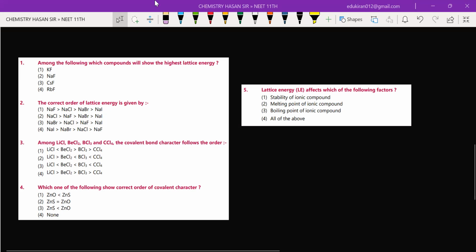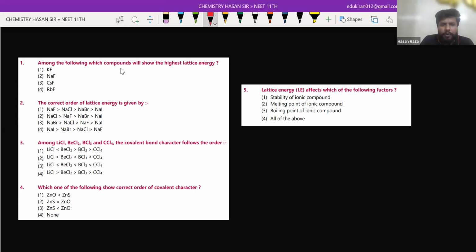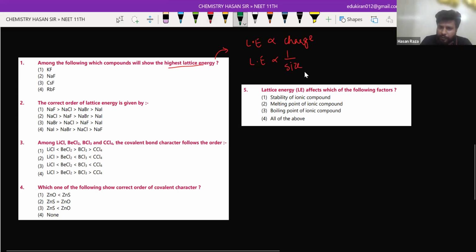Very good, Rishita. The first answer that you gave me, among the following, which compounds will show highest lattice energy? Lattice energy is directly proportional to charge and inversely proportional to size. If size decreases, lattice energy increases. This is the factor on which lattice energy depends. Now you can see KF, NaF, CsF, and RbF. Na is the smallest one. Fluorine is common in all of them. So lattice energy will be the maximum. So the answer is B.